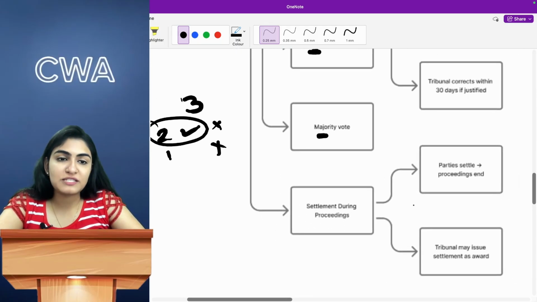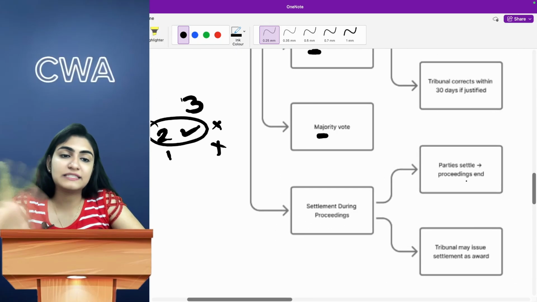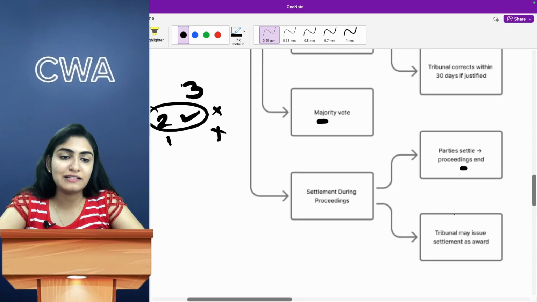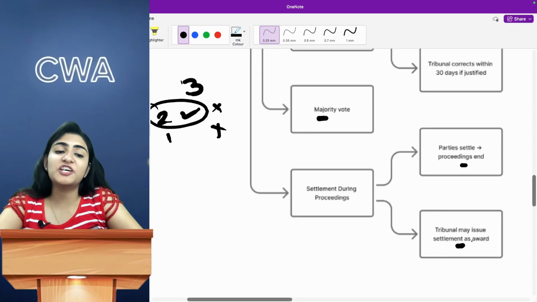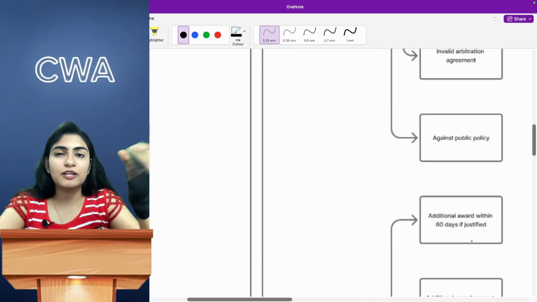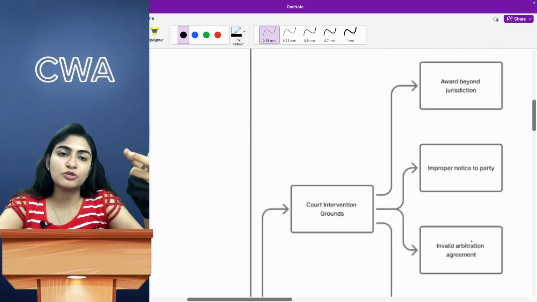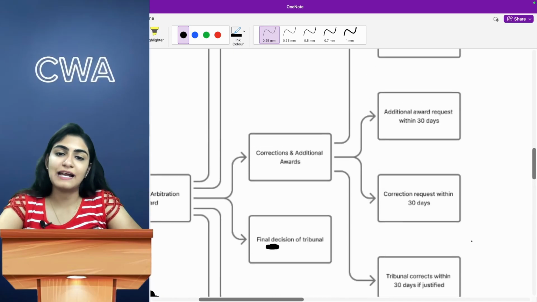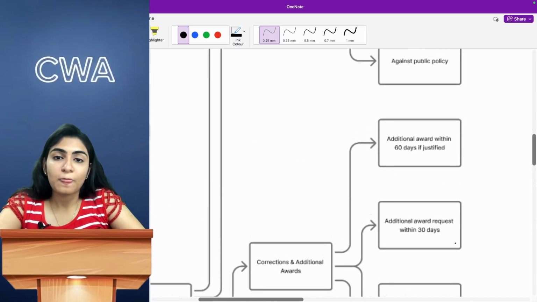Settlement during the proceedings. Parties may settle the proceedings, meaning settlements happen, and the tribunal may issue the settlement as an award. Basically, the conclusion, whatever is there, is a settlement award that happens at the end.